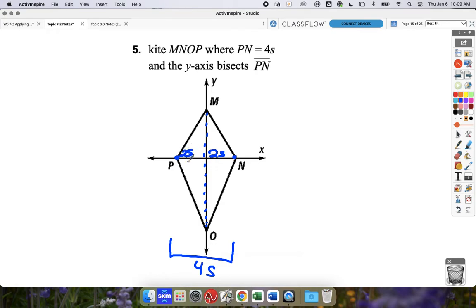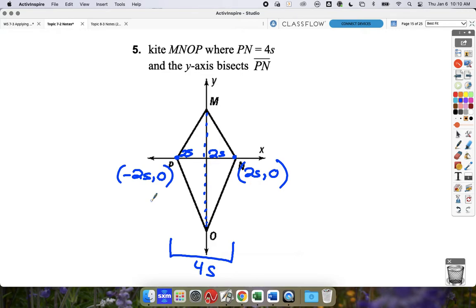So how do you get to N? You go over 2 S's, and you go up 0. How do you get to P? You go over 2 S's to the left, negative 2S, and up 0. Now the problem is they didn't describe any restrictions to get to M or get to O. Well, you make your own.